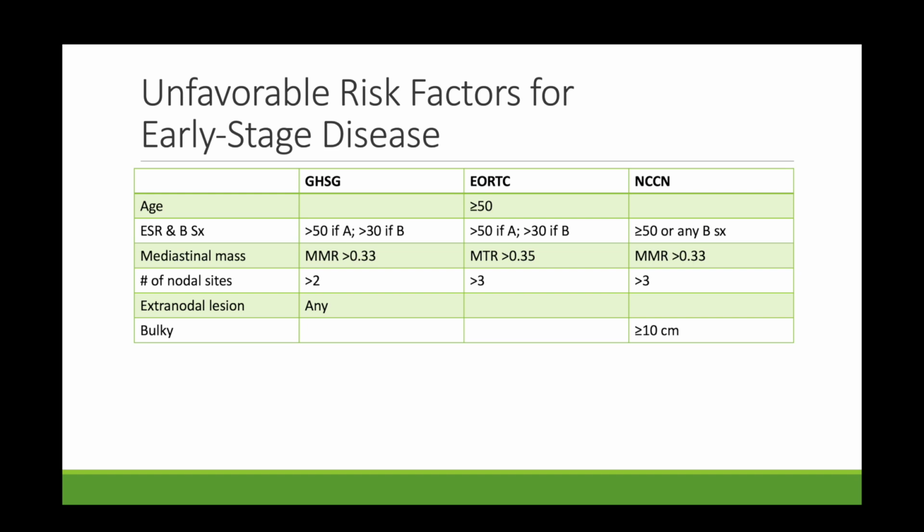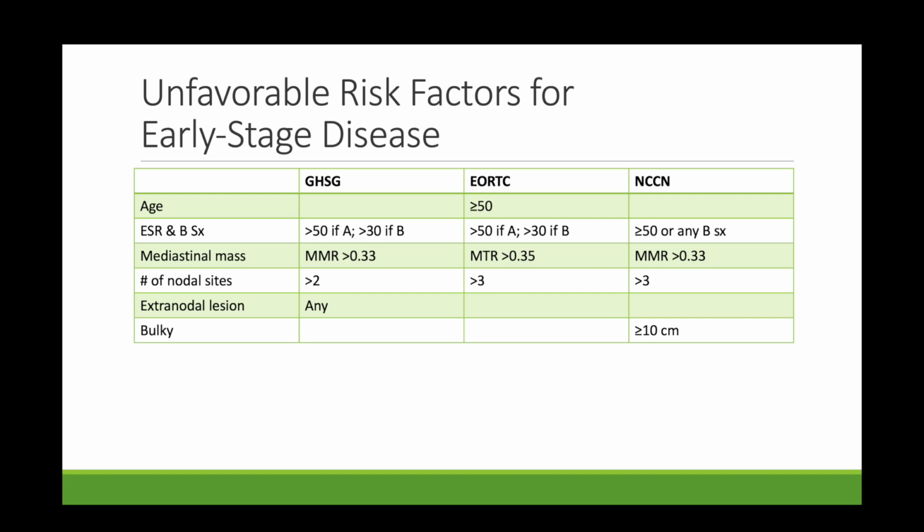And remember, for German Hodgkin's study group, the cutoff is 3. For EORTC, the cutoff is 4. So for German, 3 or more makes you unfavorable. For EORTC, 4 or more makes you unfavorable. And same for NCCN. And then that final risk factor for German Hodgkin's study group is extranodal extension, an extranodal lesion. For EORTC, it's the age cutoff of greater than or equal to 50 years old. And for NCCN, it's having bulky disease greater than or equal to 10.